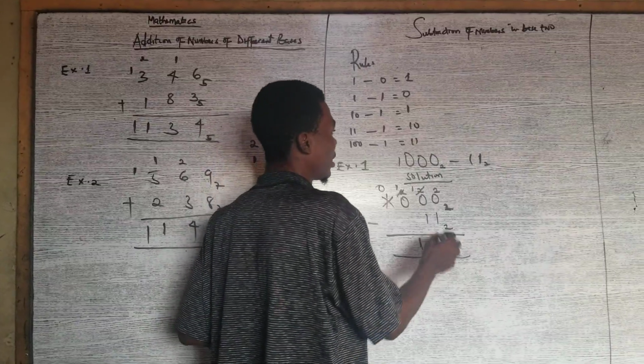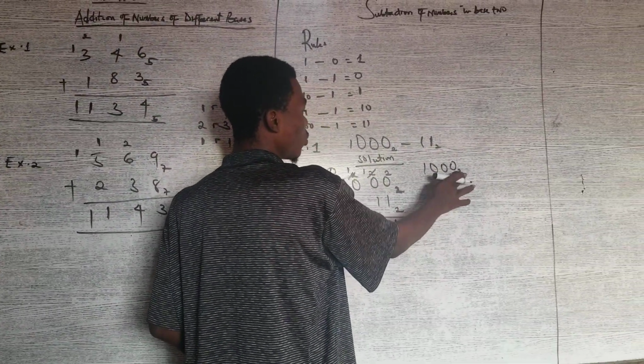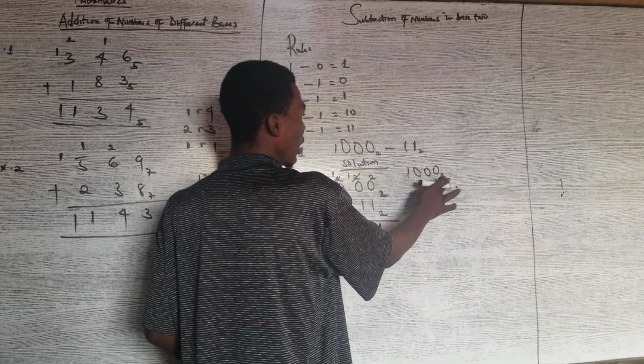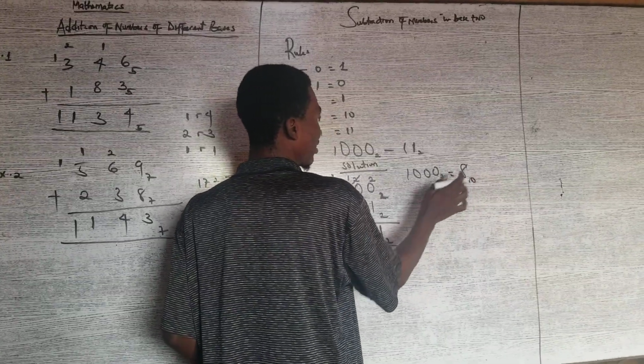So what does that mean? That is, let us convert 1000 base 2 to base 10. 1 times 2, 2, plus 0, 2. 2 times 2, 4, plus 0, 4. 4 times 2, 8. 8 plus 0, that's 8. So this one entails that this is 8 base 10.